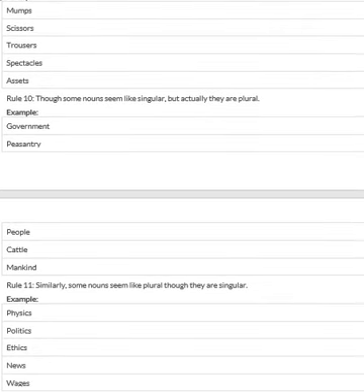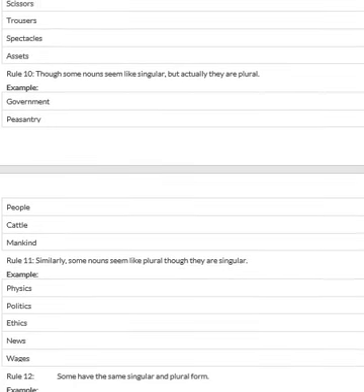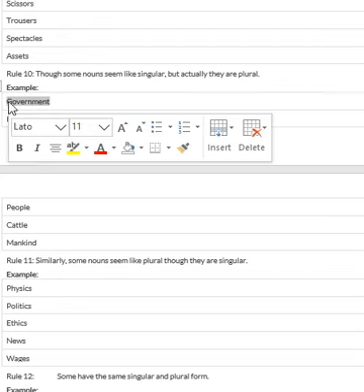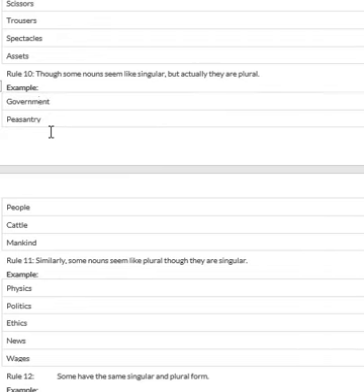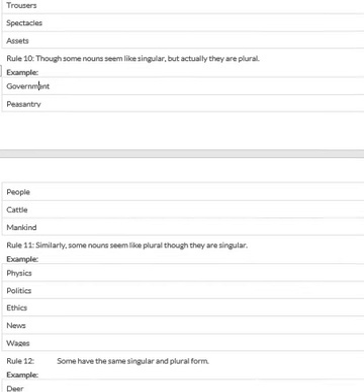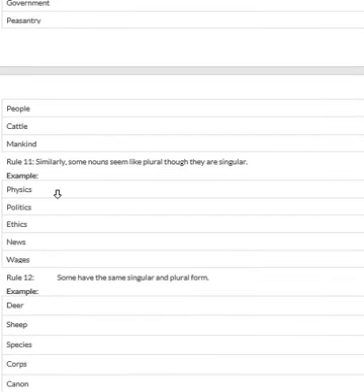Some nouns seem singular, but actually they are plural, like government. The word government seems to be singular, but it is a plural word. Peasantry seems to be singular but is plural. People seems to be singular, but it is a plural word. Cattle is a plural word. You will have to remember all this. Mankind is a plural word.